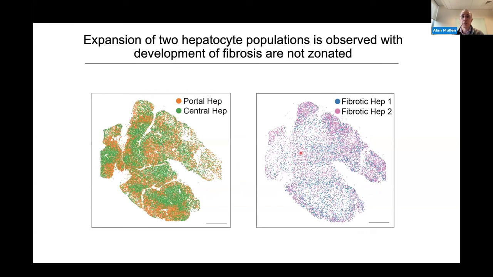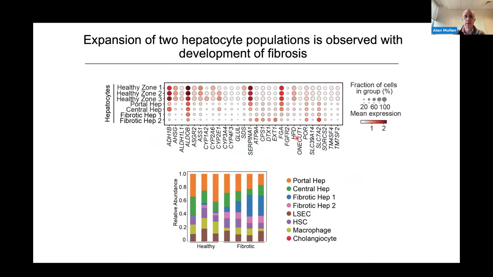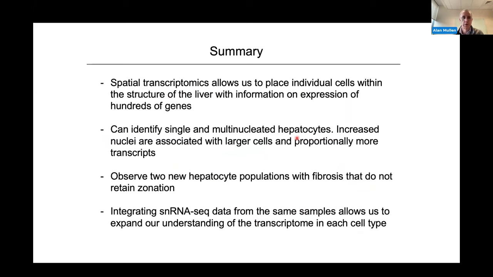Those tend not to be distributed. I'm just going to focus here on the right. They tend to be diffusely spread throughout the liver. They don't follow that zonation pattern. And we can now go back and begin to do analysis looking at some of the differential expression between those. We're now combining that with NucSeq to merge the data to get a better idea of the full transcriptome, because here in this case, again, we're looking at about 317 genes as a way of defining those cell types.